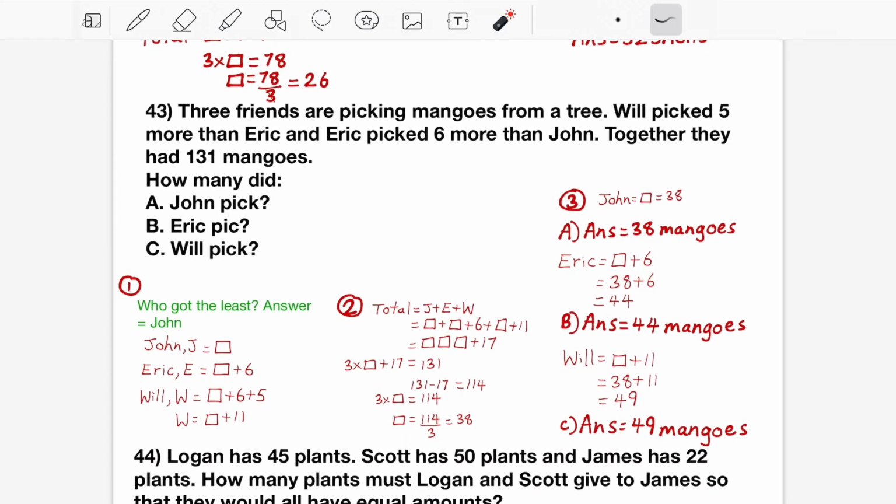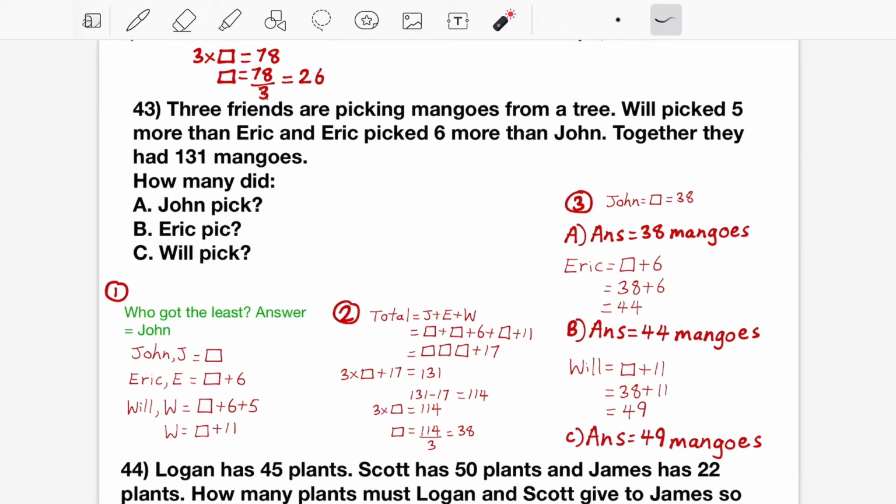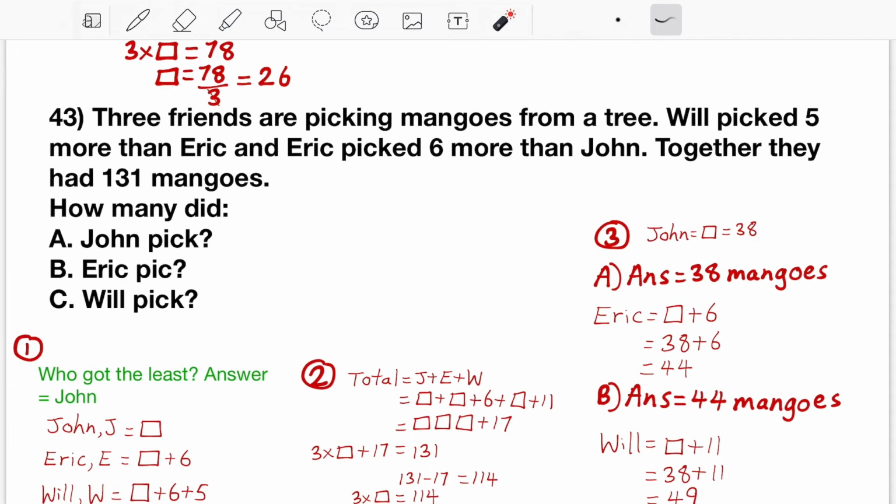43. 3 friends are picking mangoes from a tree. Will picked 5 more than Eric, and Eric picked 6 more than John. So we can take a look and try to determine who got the least amount. Will picked more than Eric, so definitely not Will. And Eric picked more than John, so not Eric either. So John has the smallest amount.